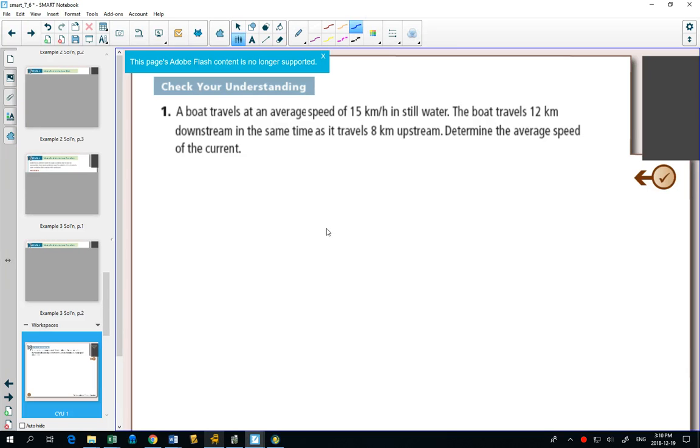A boat travels at an average speed of 15 kilometers per hour in still water. The boat travels 12 kilometers downstream in the same time it takes to travel 8 kilometers upstream. So what happens when you go downstream? The current makes you go faster. And when you're traveling upstream, the current would make you go slower. So this is a distance, speed, time question.